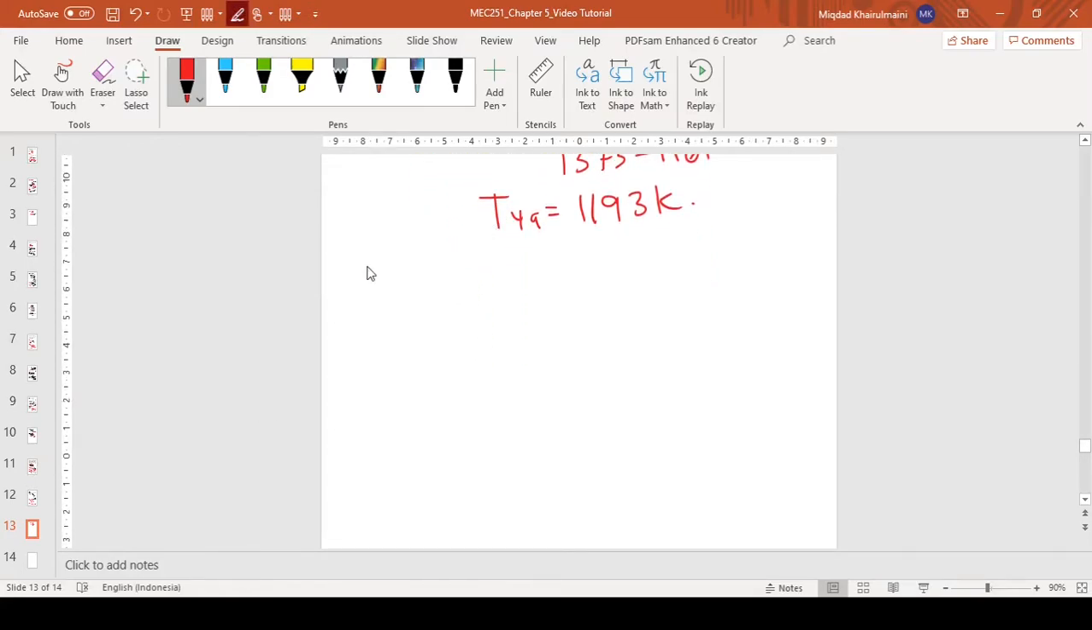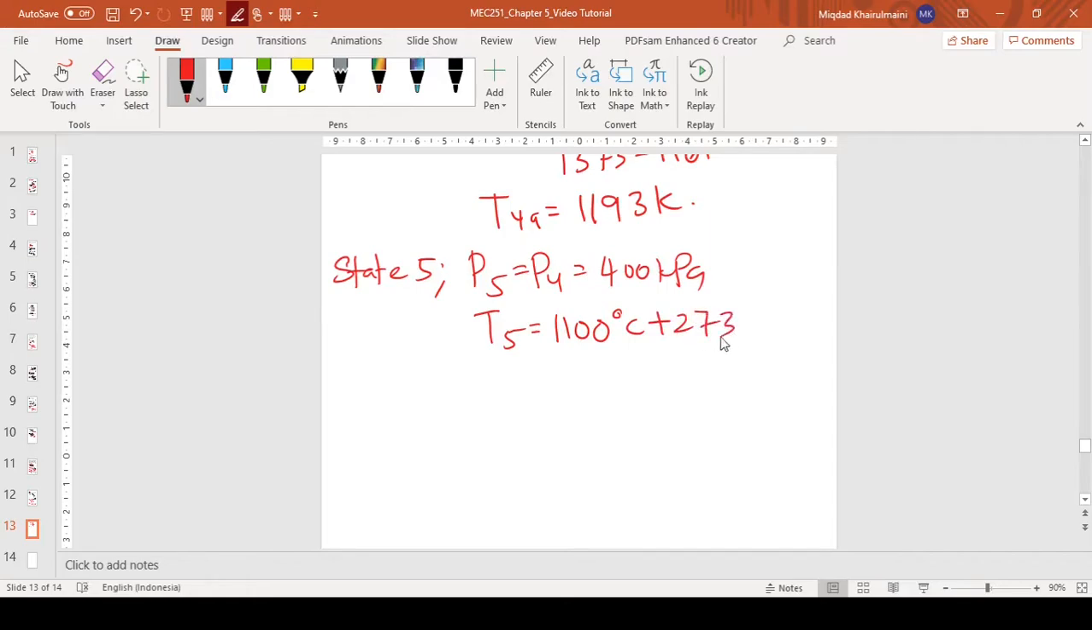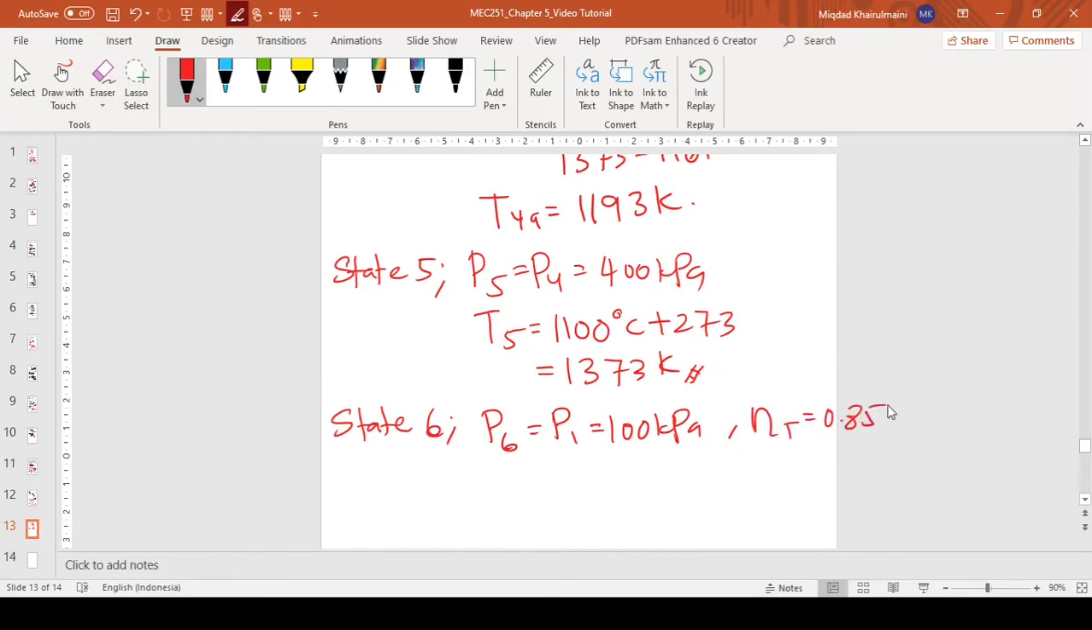Next, we proceed with state 5. The pressure at state 5 is the same as the pressure at state 4, so it's 400 kilopascal. The temperature after the reheating process is also 1100 degrees Celsius, so we add 273 and get the same value as before. Finally, state 6, after the second expansion process. The pressure P6 is the same as the first pressure, so it's 100 kilopascal, and it also has an isentropic efficiency of 85%.